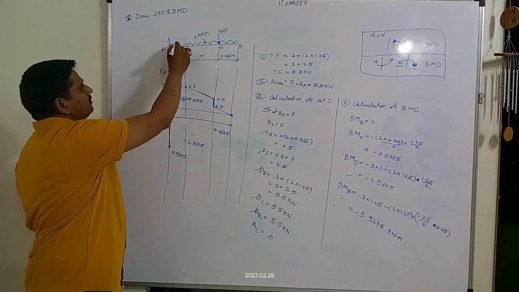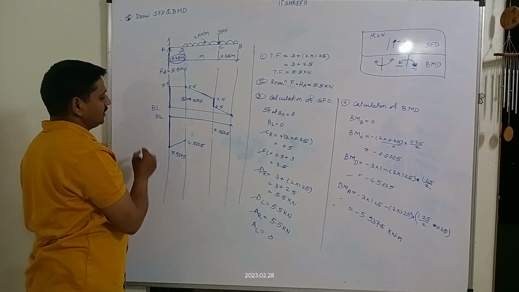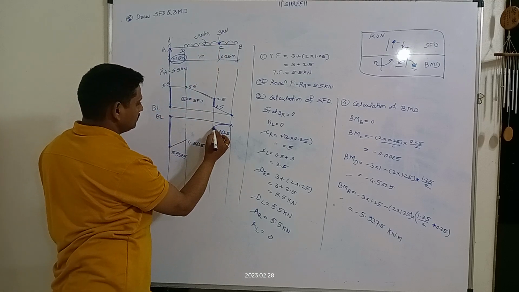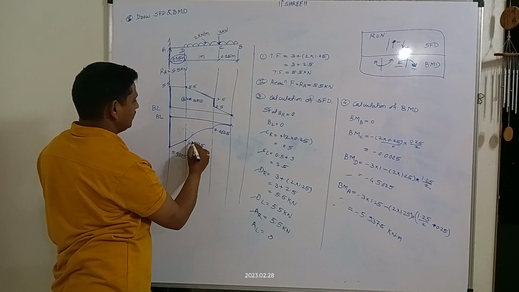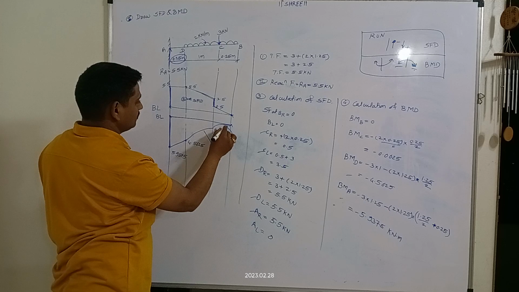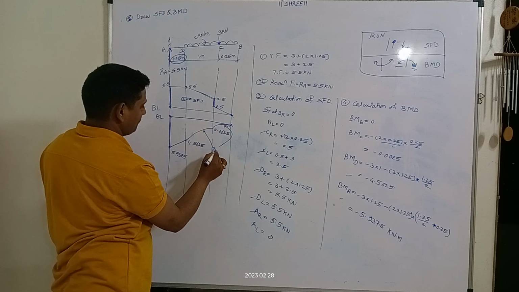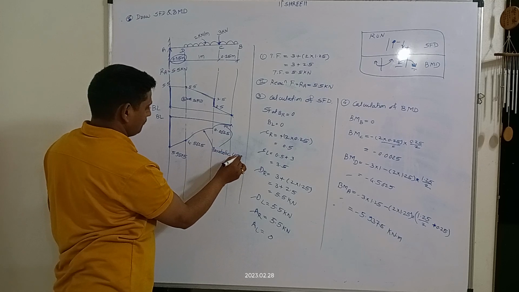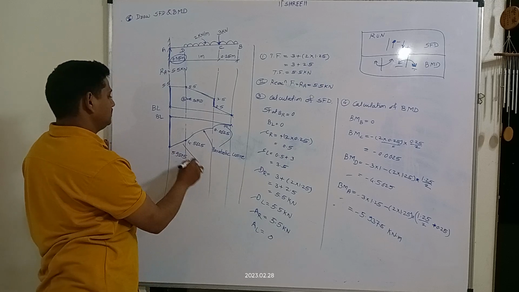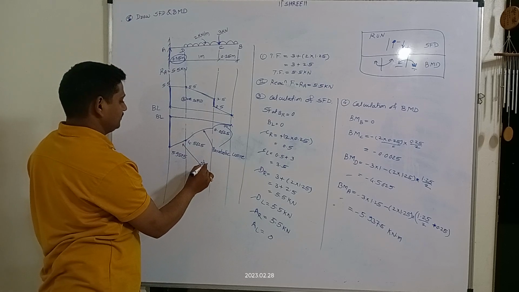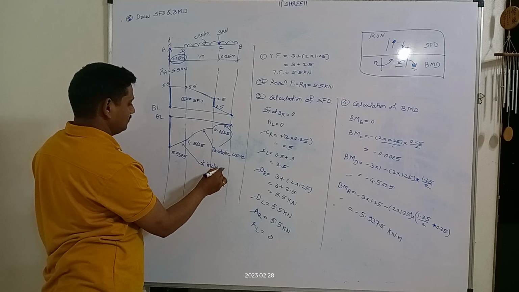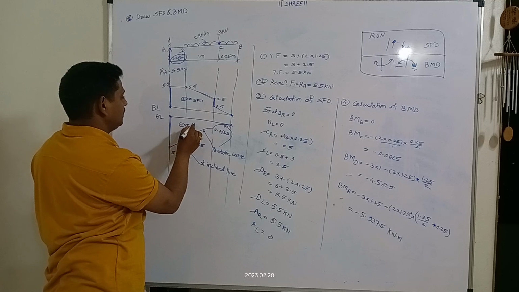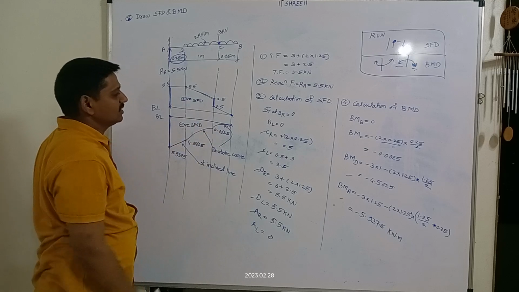Now we are going to draw the bending moment diagram. Here nothing is there, we can directly connect with a straight inclined line. Here the UDL is there, that's why we draw the parabolic curve. This is a straight inclined line. This is called a negative bending moment.